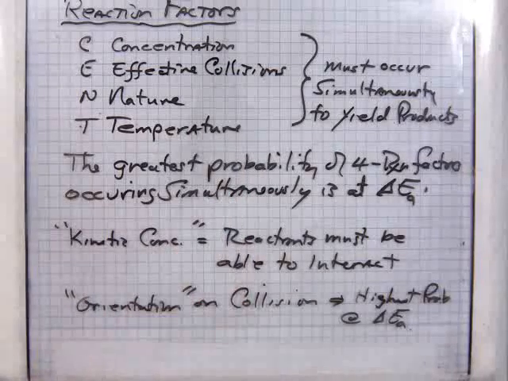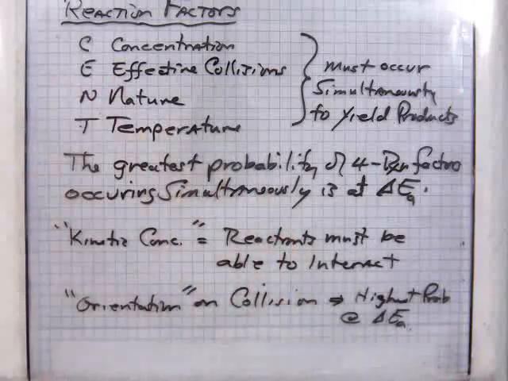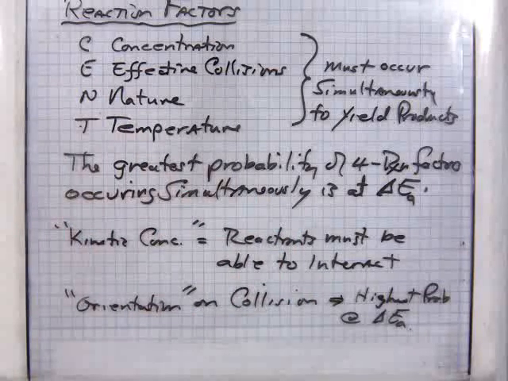Temperature refers to having the particles at or above the activation energy. So when we talk about the kinetic molecular theory, it leads to the collision theory, which says that in the collision theory, 4 factors must come together, C, E, and T, in order for products to be generated.